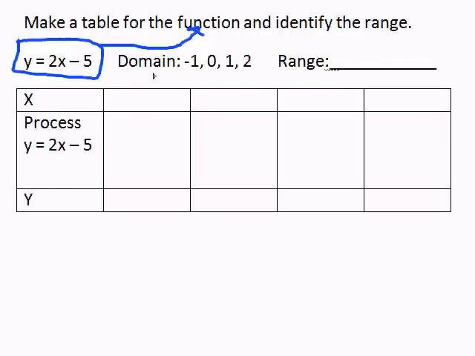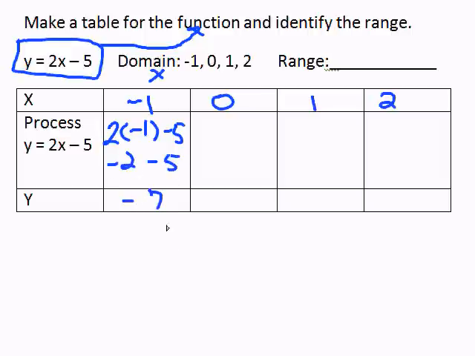Well, you'll remember domain stands for the x values or the inputs. So our inputs are negative 1, 0, 1, and 2. I've added a row in between the x and the y that typically is not there to help us go ahead and find the y values. Notice, y is equal to 2 times whatever x is minus 5. So if x is negative 1, y is equal to 2 times negative 1 minus 5. 2 times negative 1 is negative 2 minus 5. Negative 2 minus 5 is negative 7. So if x is negative 1, y is negative 7.